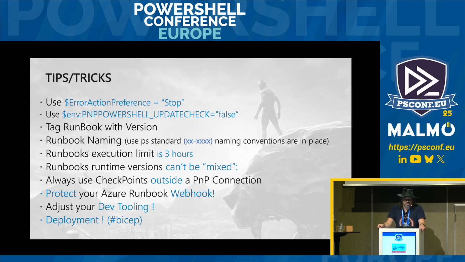Okay. If you use checkpoints and if you use PnP, create a checkpoint before doing the connect, or else you'll get a few weird surprises. Protect your Azure runbooks. Runbook webhooks, that thing is open. I already told you, I think. Yeah, I did. Adjust your dev tooling, and for the deployment, use a thing called Bicep. Everybody knows what Bicep is. It's basically a script that you can actually execute stuff with, and that's it.